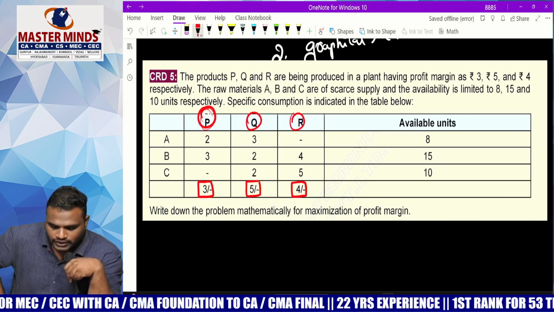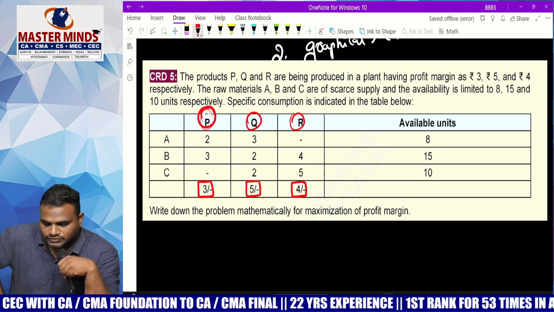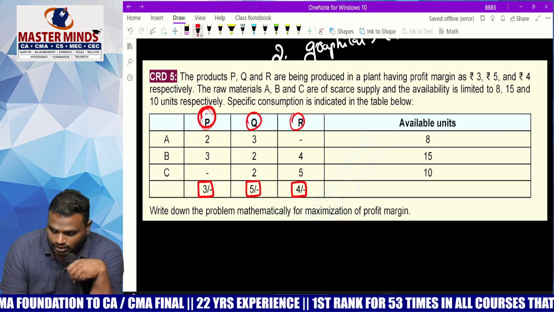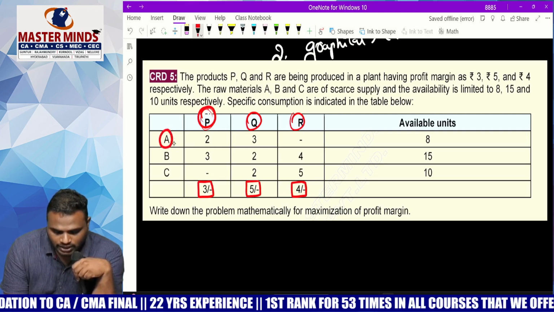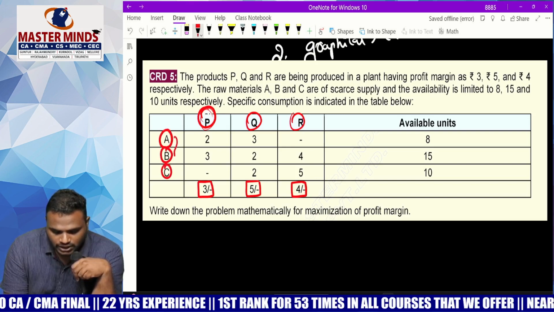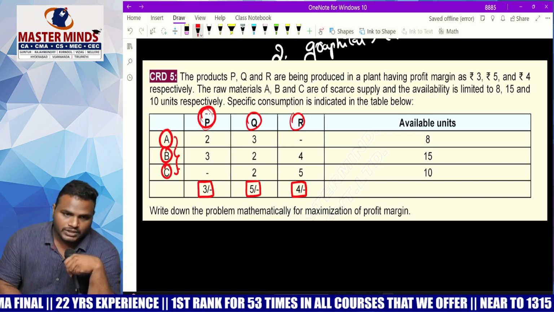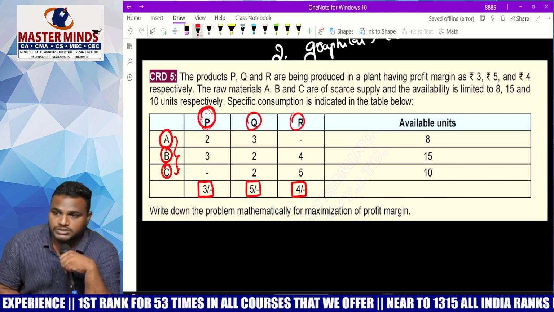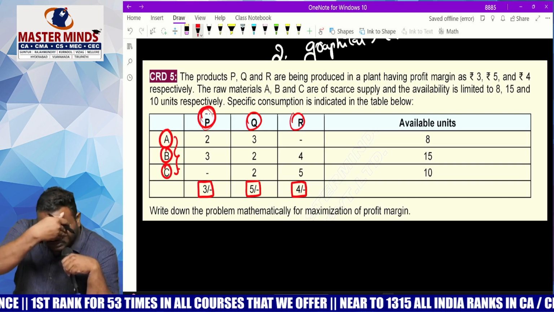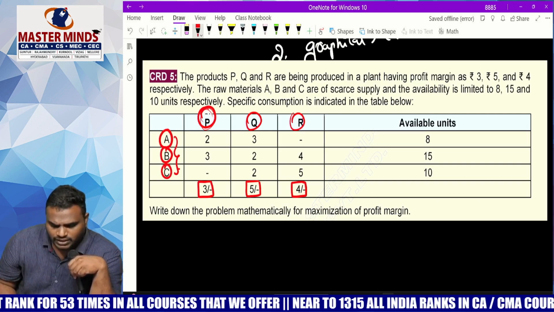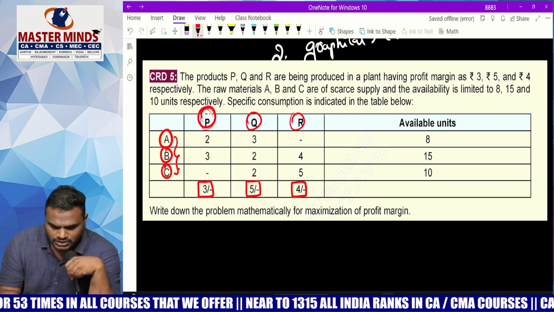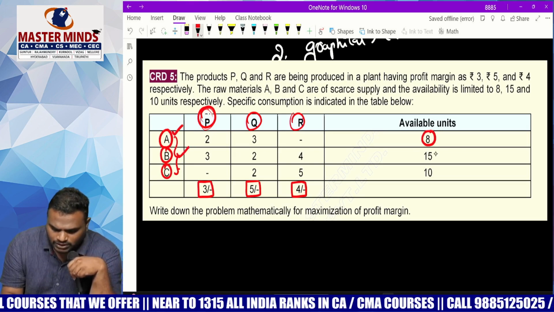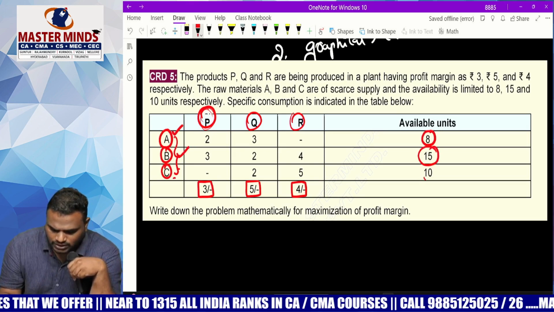The raw materials A, B, and C are of scarce supply. That means the 3 raw materials are required for the manufacturing of P, Q, R. Then tell me how many equations will come? Constraint equations, resource equations. The availability is limited to 8, 15, and 10 respectively. That means raw material A is available only 8 units, B is available 15 units, C is available 10 units.